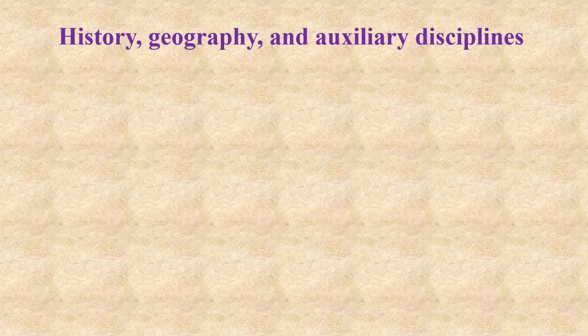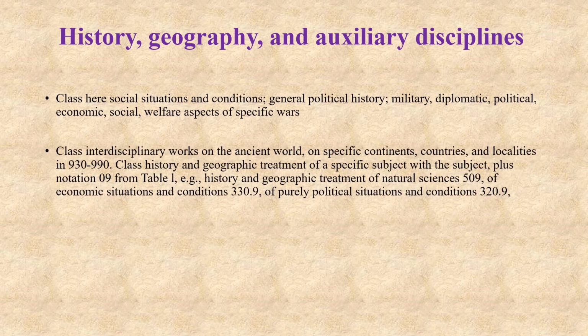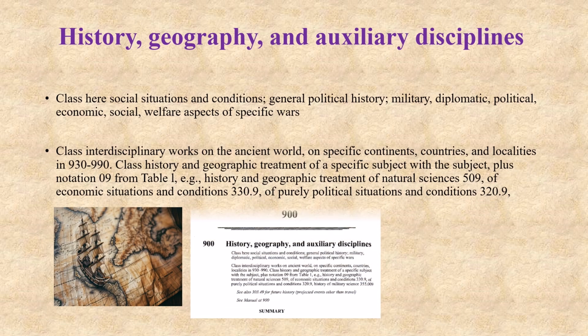This structure breakdown provides a clear and systematic way to understand how history and geography are categorized in DDC 23rd edition. There is a photograph in this slide which has been taken from the internet and it contains a visual representation of the class 900, that is history and geography. Now learners, let's begin. Let's first understand what is covered in history and geography and auxiliary disciplines.